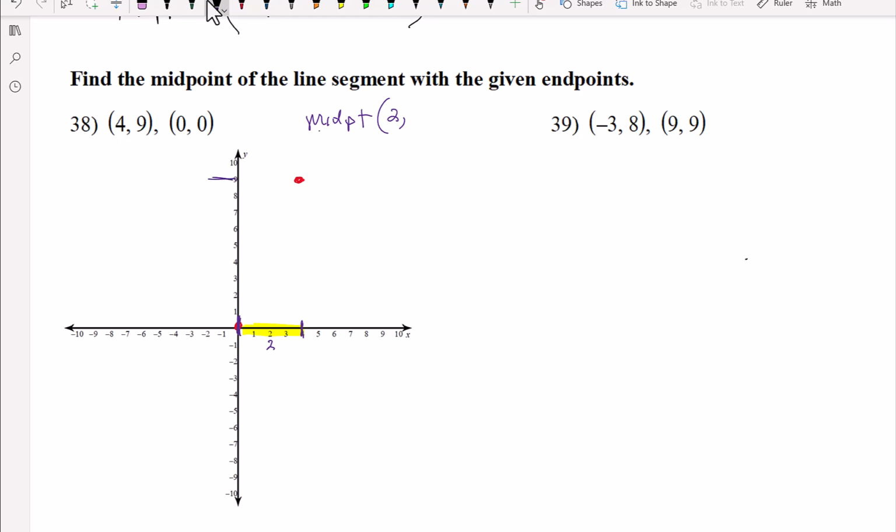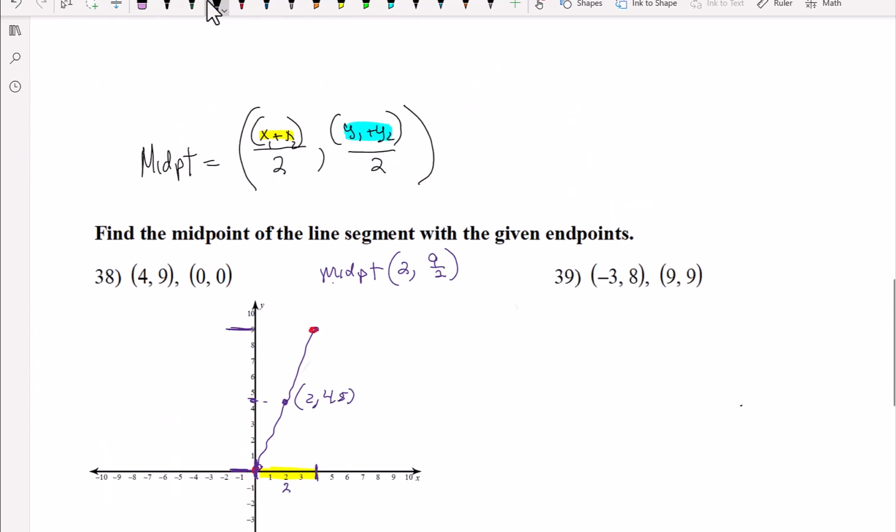So now when we look at halfway between 0 and 9, well, half of 8 is 4, half of 10 is 5. So right there at 4.5, so the midpoint is at 2, 4.5, or at 2, 9 halves, and or decimal, that's how you find the midpoint. Okay, one other method I'll show you here.